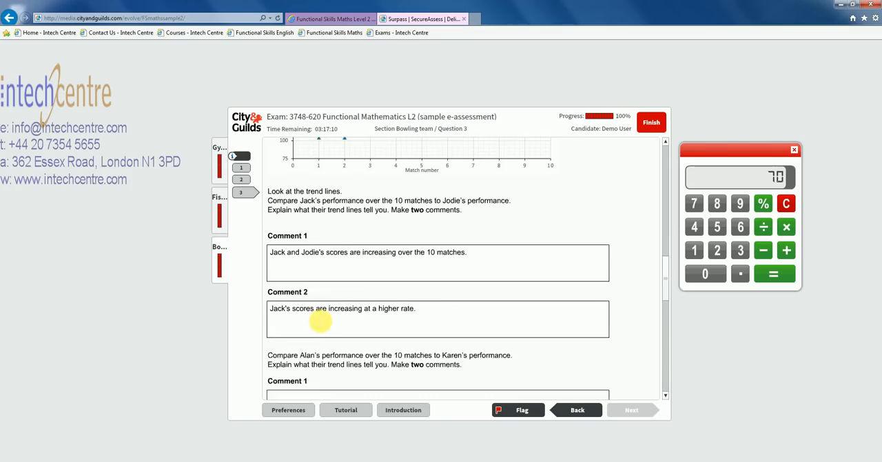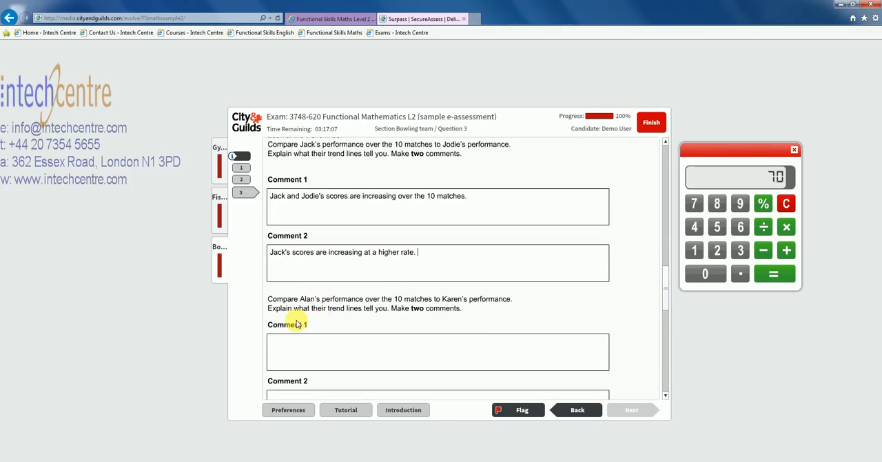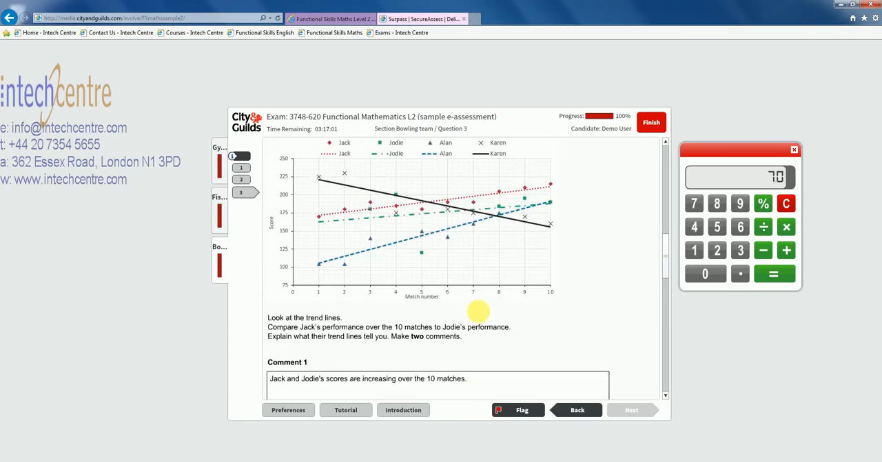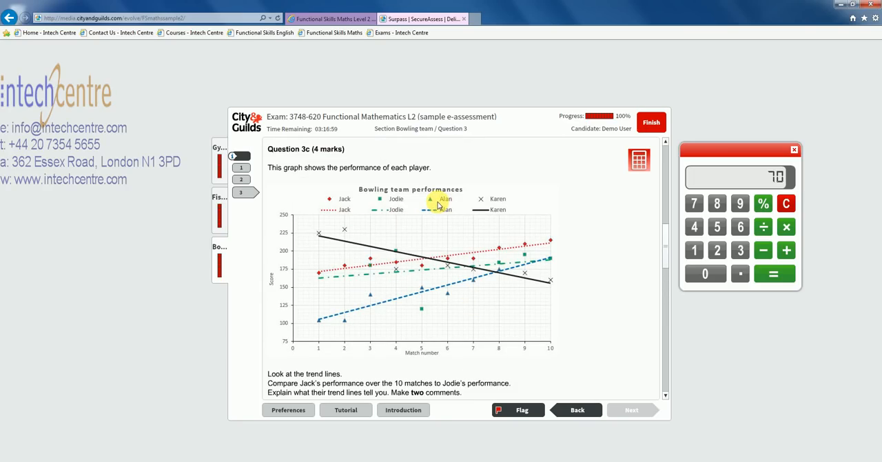Okay. So the next bit is compare Alan's performance over 10 matches to Karen's performance. Explain what the trend line tells you and make 2 comments. If you have a look, you can see the key here. Alan is in blue, in triangle, and X is Karen. This is the trend line for Alan, and this is the trend line for Karen. As you can see, Alan's performance is going up as the 10 matches go along, whereas Karen's performance is actually decreasing.